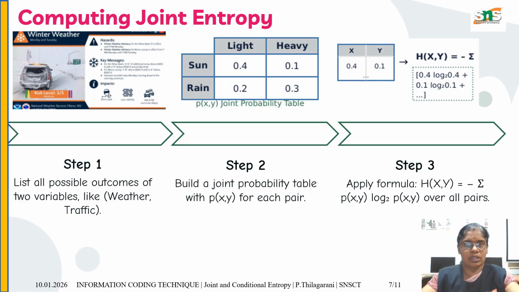Then, computing joint entropy. How do we compute joint entropy? The first step is to list all possible outcomes of two variables, like weather and traffic. Step 2 is to build a joint probability table with p of x comma y for each pair. Step 3 is to apply the formula: H of X comma Y equals minus summation of p of x comma y logarithm base 2 of p of x comma y over all pairs. This is the joint entropy formula.